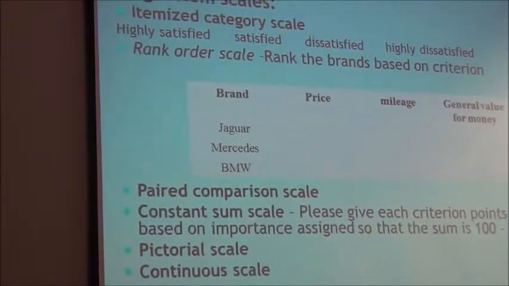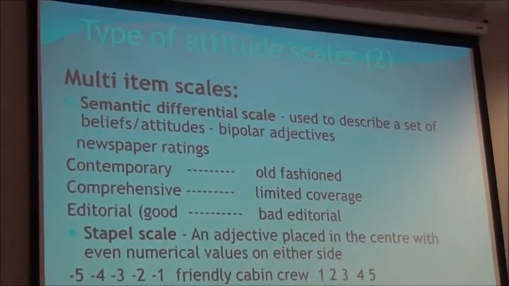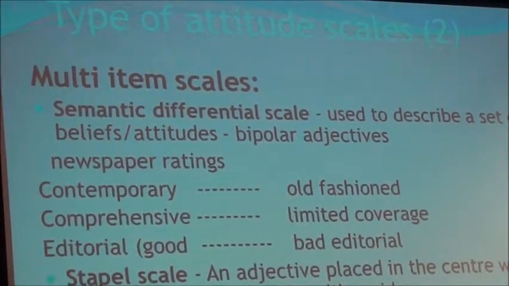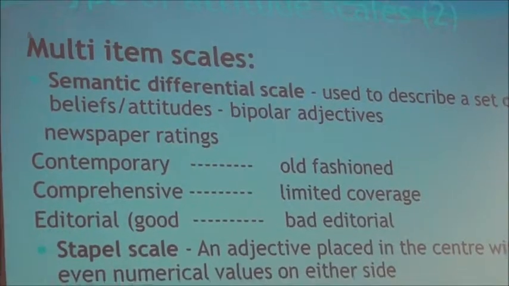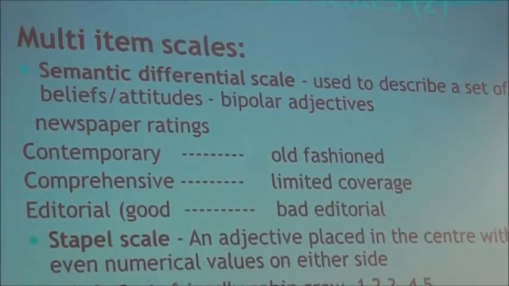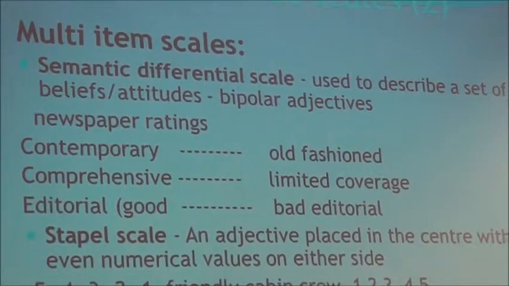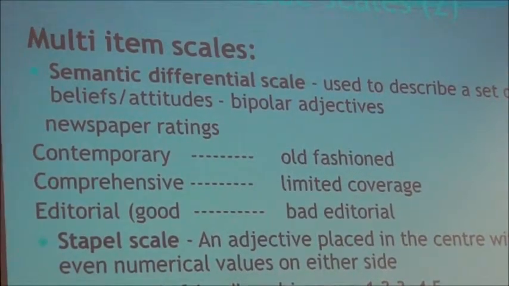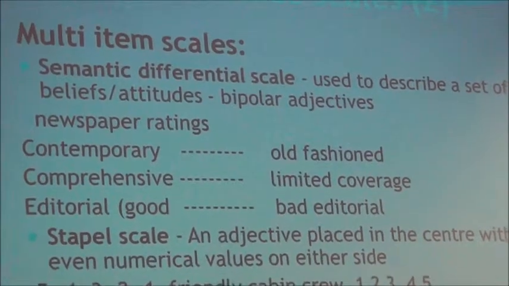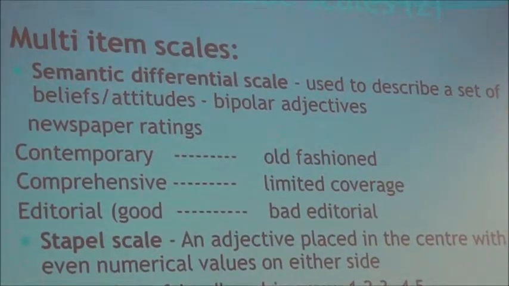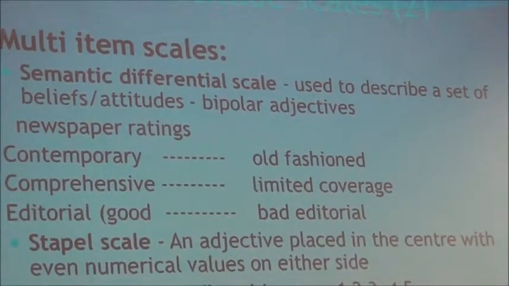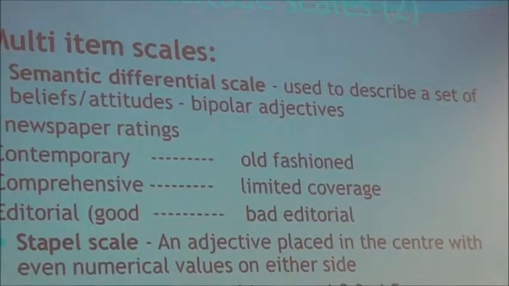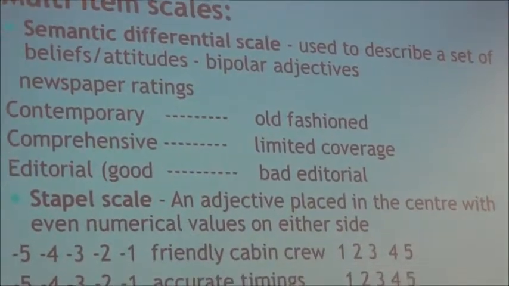So those are the single item scales, and then here are the multiple item scales. There are two of them: semantic differential scale, which I'll explain now, and then the second one is a Stapel scale. And they work as follows. A semantic differential scale will give you opposites, and you've got to choose between two opposites. So contemporary vis-a-vis old-fashioned, for instance. So semantic differential differentiates something in terms of two options.